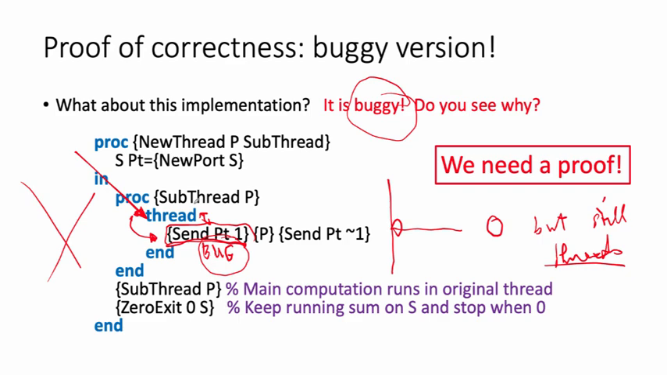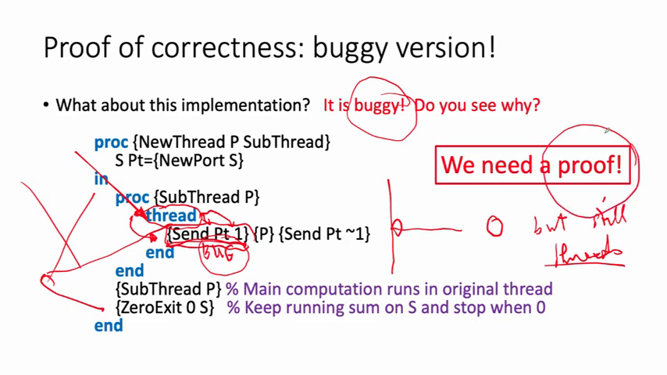And that means that maybe the stream goes to 0, but this thread should make it +1, and it will only make it +1 after the send. But the send is coming after the creation. So it might be that ZeroExit will exit even though there is still a thread executing. So this is buggy. So we really need a proof of this.